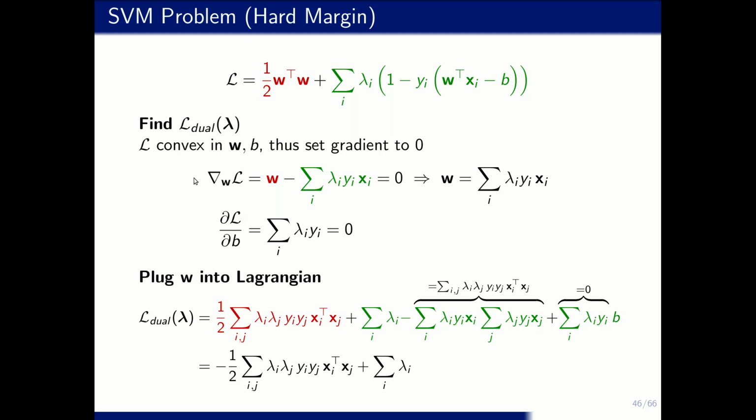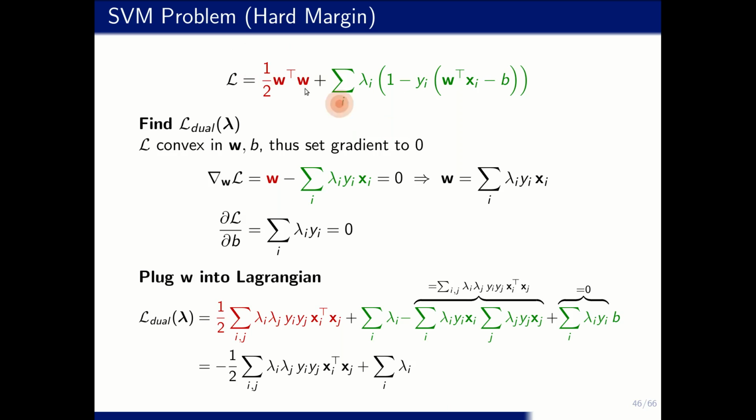We set the derivative with respect to W to 0, and now we do the same for B. It's easy to see the derivative with respect to B is just this sum here, and this needs to be 0. So B has disappeared, and now we are just left with essentially this constraint. Now we have a solution for W. Let's plug this into our Lagrangian. So we know what W should look like in terms of lambda.